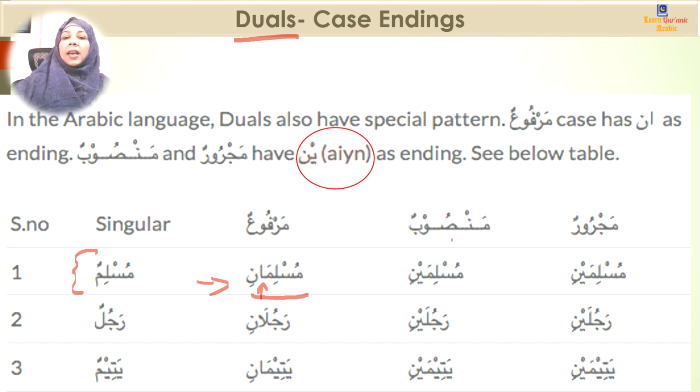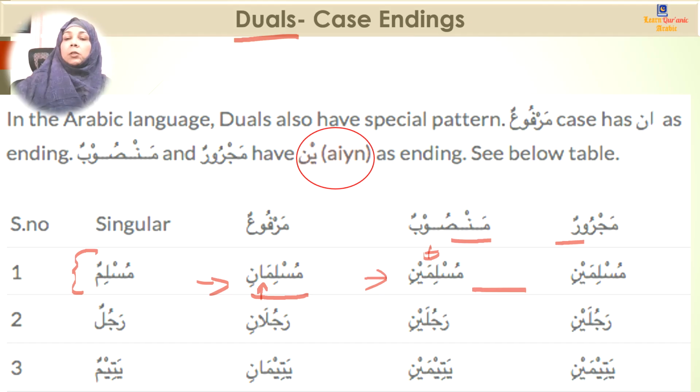So the case of the mansub and majroor are the same. It's going to be Muslimaini. Okay, I hope you remember from the last lesson that in the case of mansub and majroor for the plurals, it was Muslimina. But now for the duals, it's Muslimaini. So the only difference is this haraka. It is fatha for duals, but for the plurals, it was a kasra. So it was Muslimina.